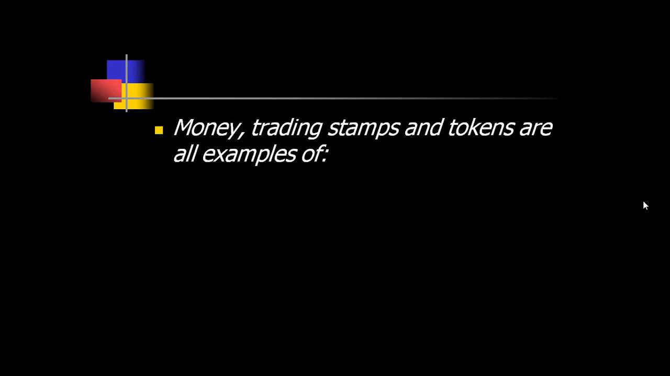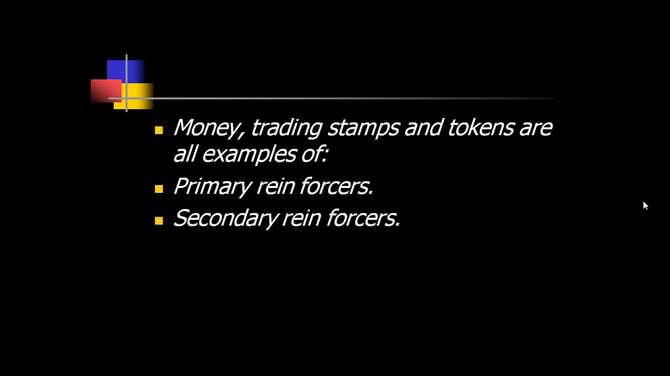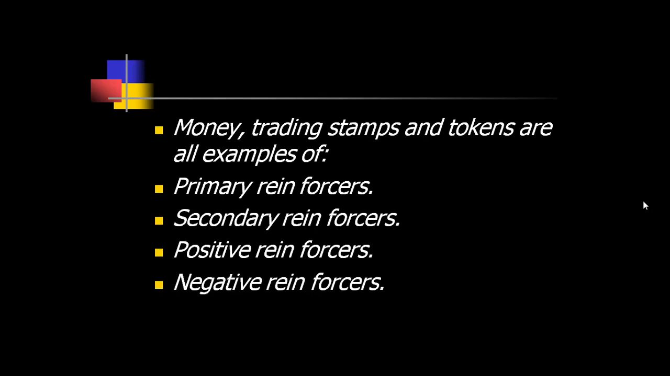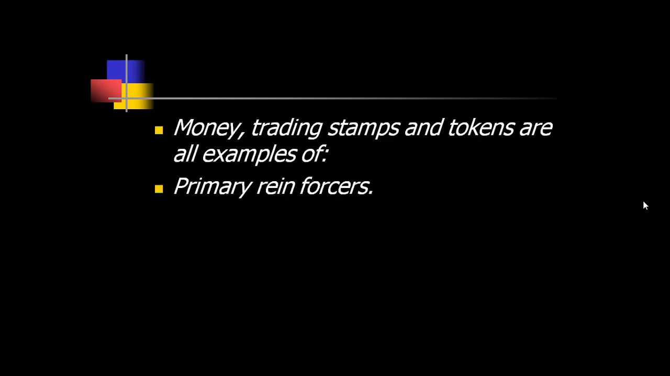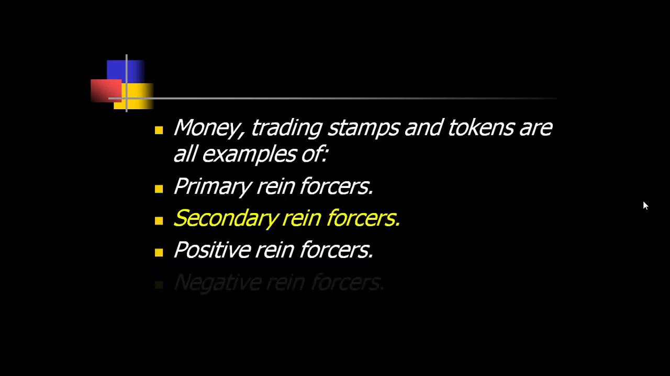Next question. Money, trading stamps and tokens are all examples of primary reinforcers, secondary reinforcers, positive reinforcers and negative reinforcers. The answer is secondary reinforcers.